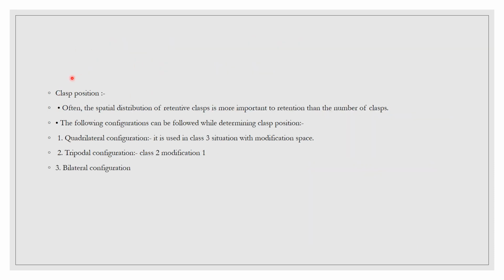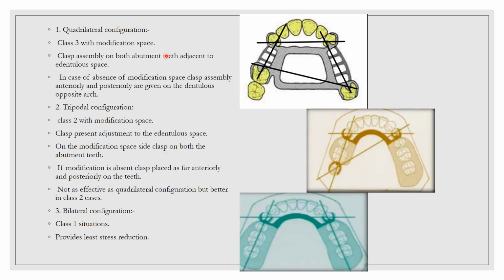Clasp position. Often the spatial position and distribution of retentive clasps is more important to retention than the number of clasps. So the position is more important than the number, guys. Coming to the three types of positions: quadrilateral, tripodal, and bilateral. These are the three positions with the photos. Quadrilateral: one, two, three, four.